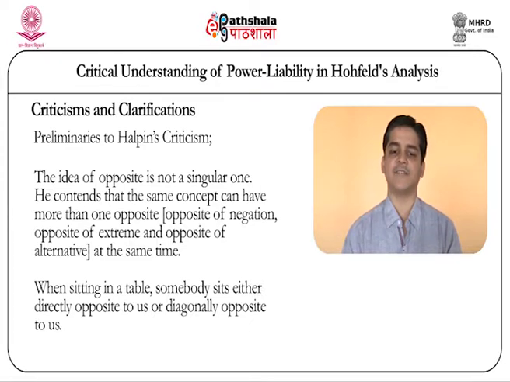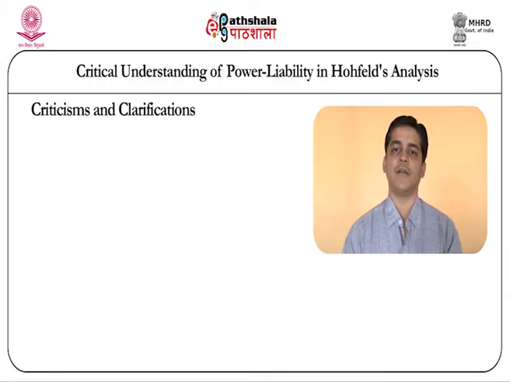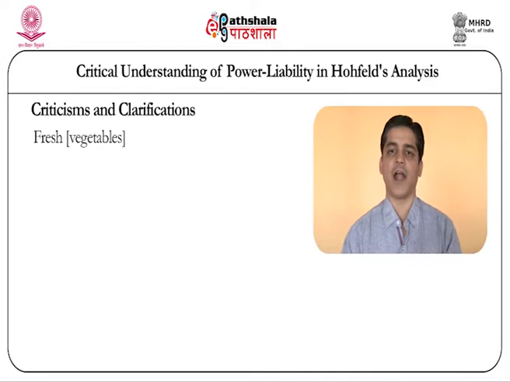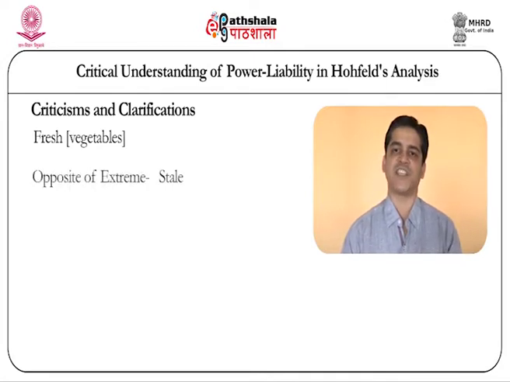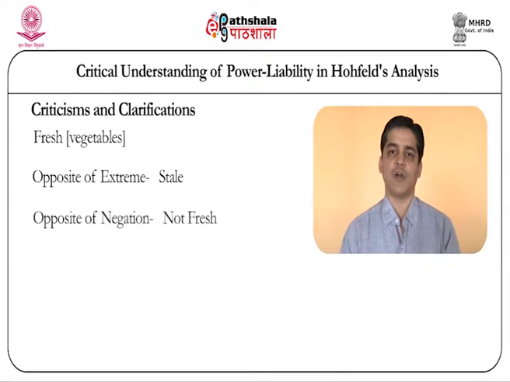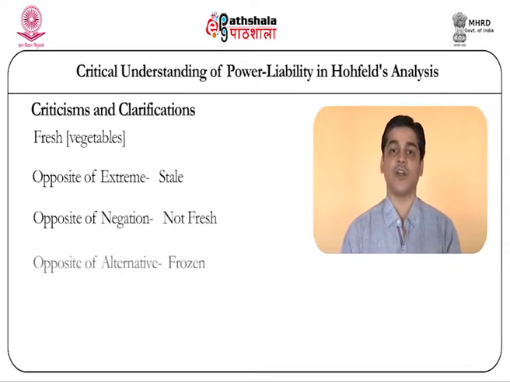The best example that he gives is the singular idea being fresh vegetables. Now this idea of fresh can have different kinds of opposites. To suggest a contradictory idea to fresh vegetables, we may call it stale vegetables. We may call it non-fresh vegetables. We may also call it frozen vegetables. So according to him, opposite is of three kinds: opposite of negation, opposite of extreme, and opposite of alternative. So when we look at the term fresh, not fresh is an opposite of negation.